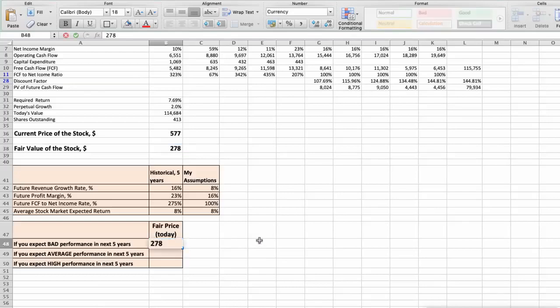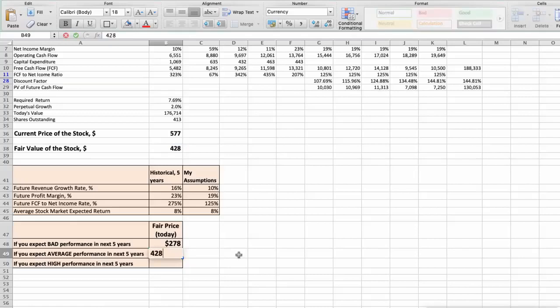Second scenario. Broadcom will have average performance in next 5 years, and we will use the following parameters in our calculation. Future revenue growth rate would be average, 10%. Future profit margin would be average, 19%. Future free cash flow to net income rate would be average, 125%. In this case, the fair value of the stock today would be $428.